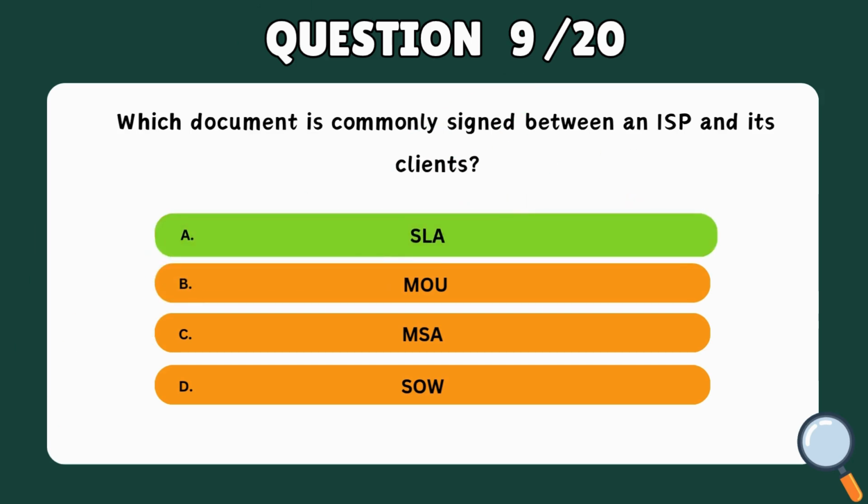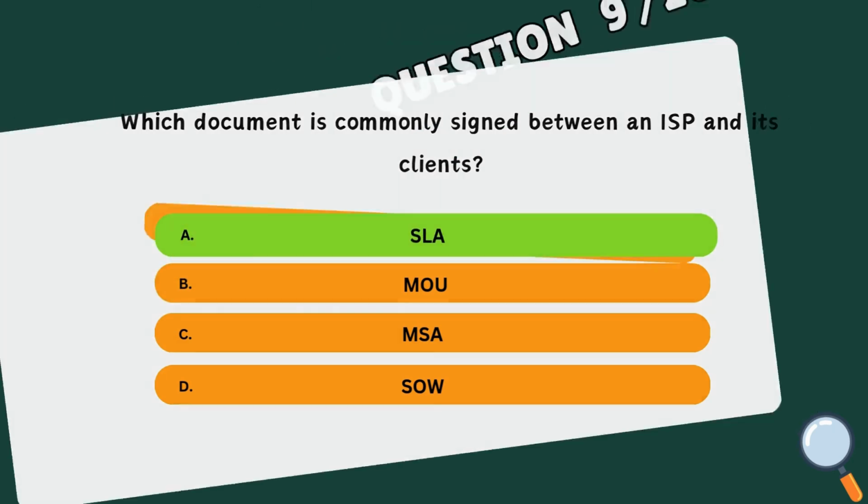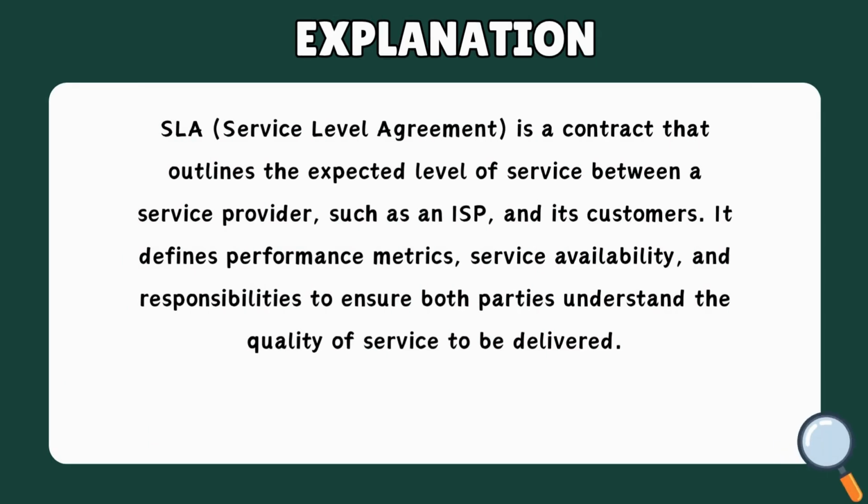Correct answer, A. SLA. Service Level Agreement is a contract that outlines the expected level of service between a service provider, such as an ISP, and its customers. It defines performance metrics, service availability, and responsibilities to ensure both parties understand the quality of service to be delivered.